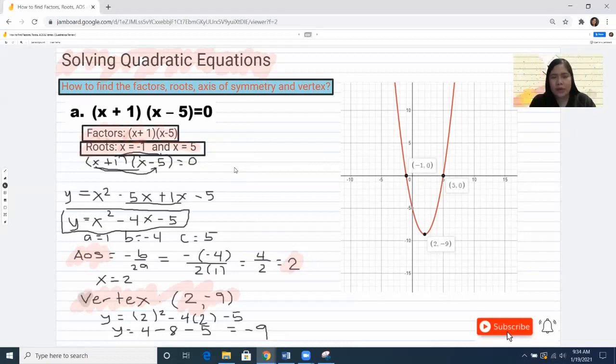Aside from that, we can also find the axis of symmetry using a Desmos graphing calculator. Let me teach you how. I can use this one.